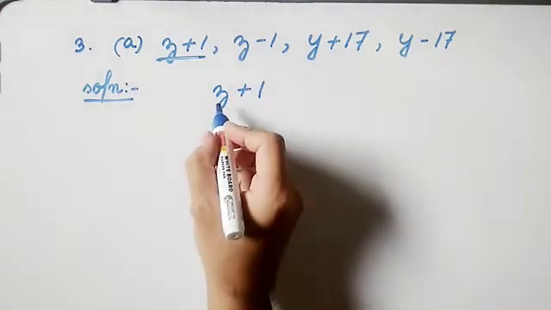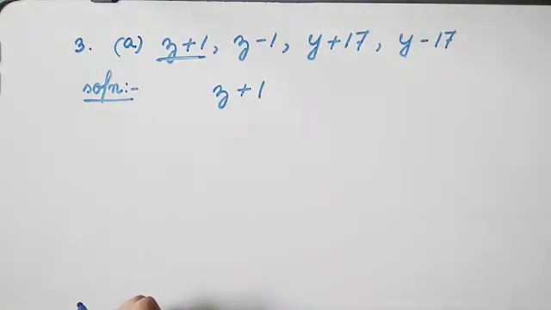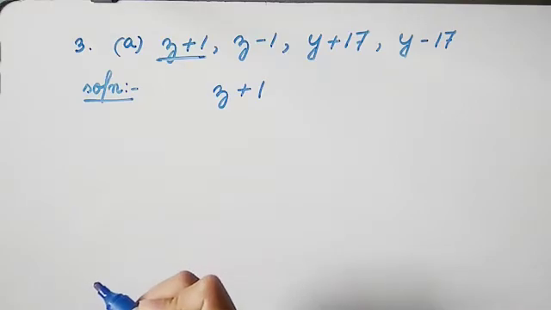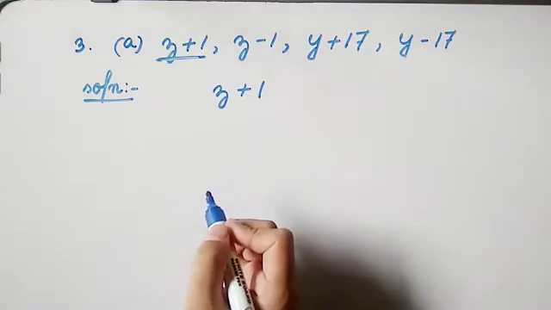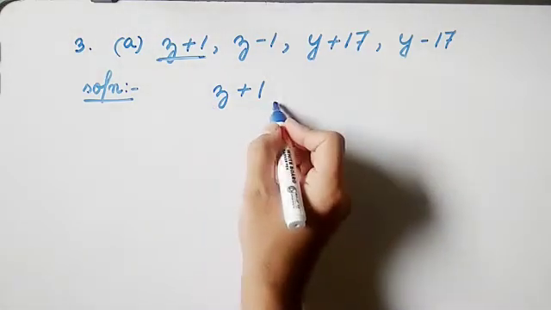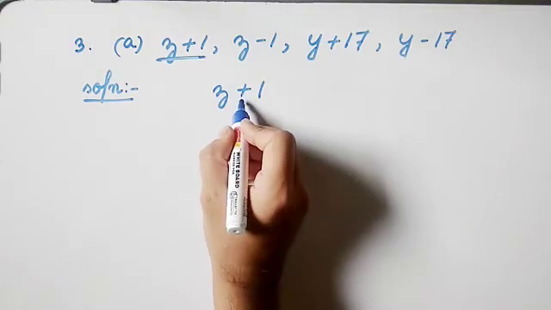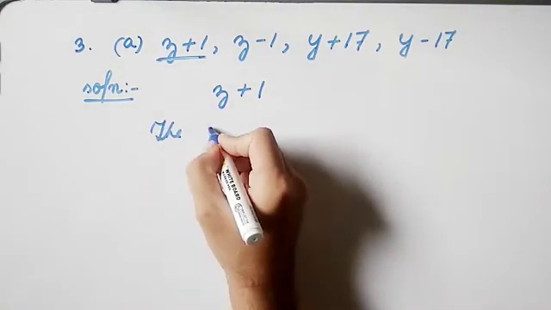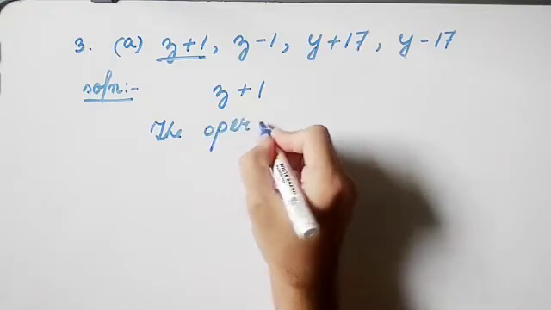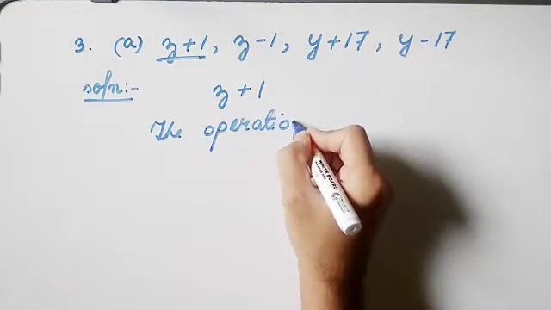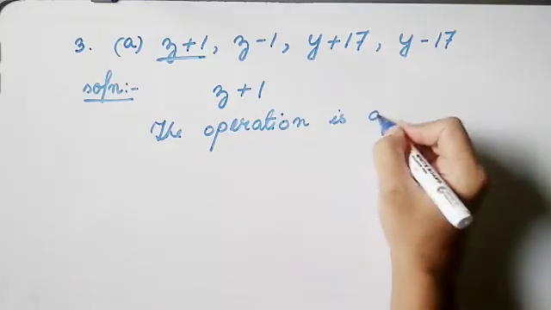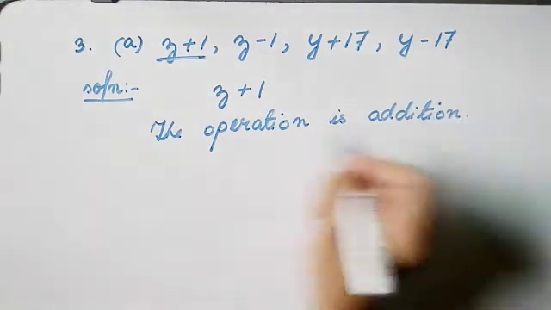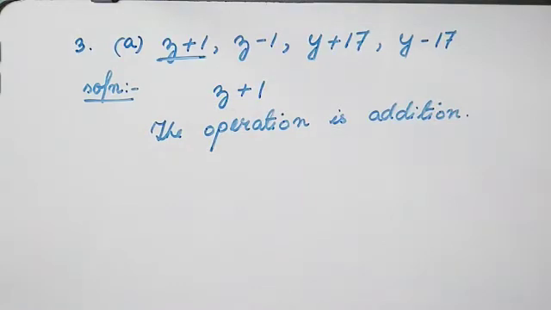So in this expression z plus 1, first we have to find the kind of operation used. Understood? So the kind of mathematical operation used in this expression is, what is this? Yes, addition, right? So our answer will be like this. The operation is addition. Okay, so the type of operation used in this expression is addition.